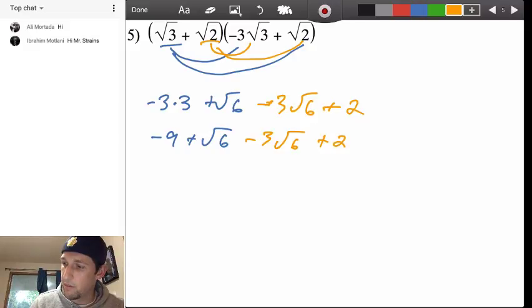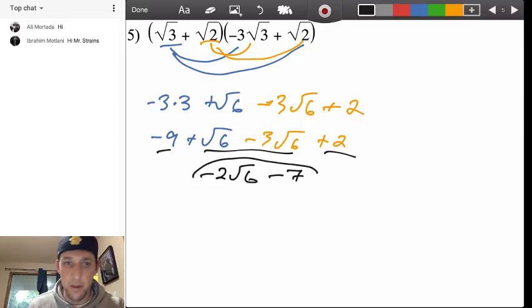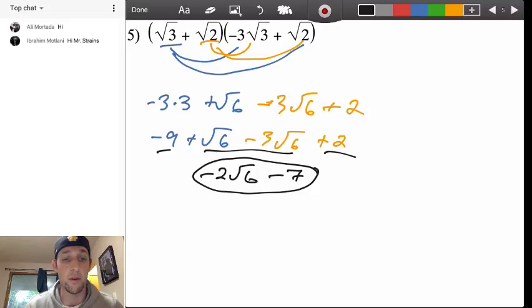And now we just combine like terms. Those are like terms. They make negative 2 root 6. And those are like terms. They make negative 7. So that was just combining multiplying polynomials with square roots. The skills really aren't any different. It's just doing multiplication 4 times, and then you have an addition or subtraction problem, both of which we already did.